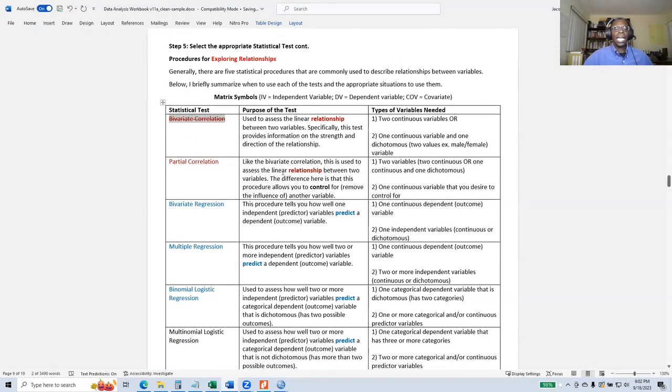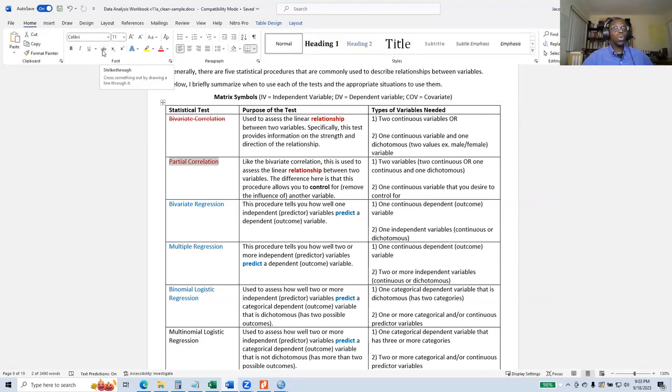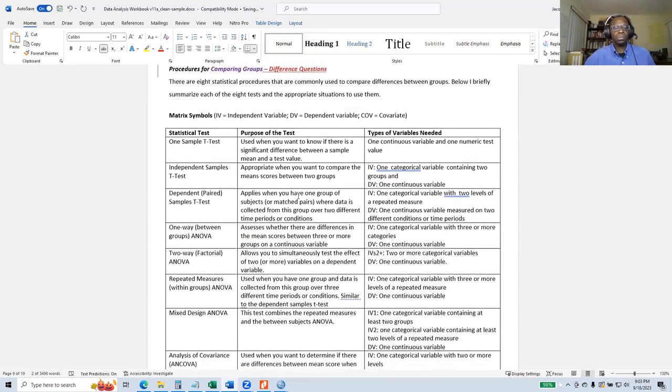Partial correlation. Like a bivariate correlation, this is used to assess the linear relationship. We're not really looking at relation, we're looking at prediction, and we're not interested in control. So this is out. If you understand why I've eliminated partial correlation, type in a Y. Number one, it's only looking at two variables, and number two, it's looking at a control variable. We are looking at three continuous variables.